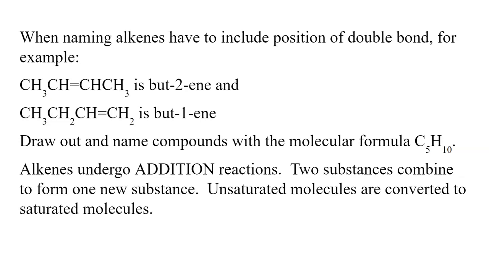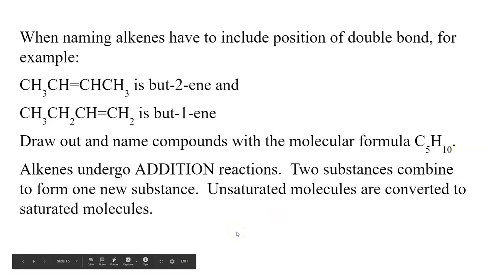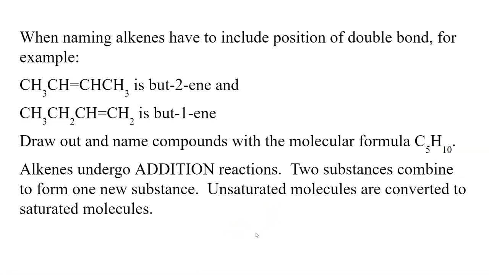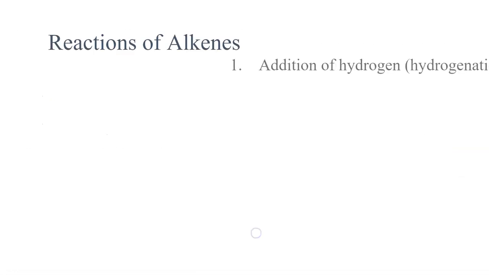alkenes undergo addition reactions. Now, in an addition reaction, two substances combine to form only one product. And during alkene addition reactions, they go from being unsaturated molecules at the start to saturated molecules at the finish. Those of you that did GCSE will pretty much recognise all of these reactions if you've got a good memory anyway. So here we go.